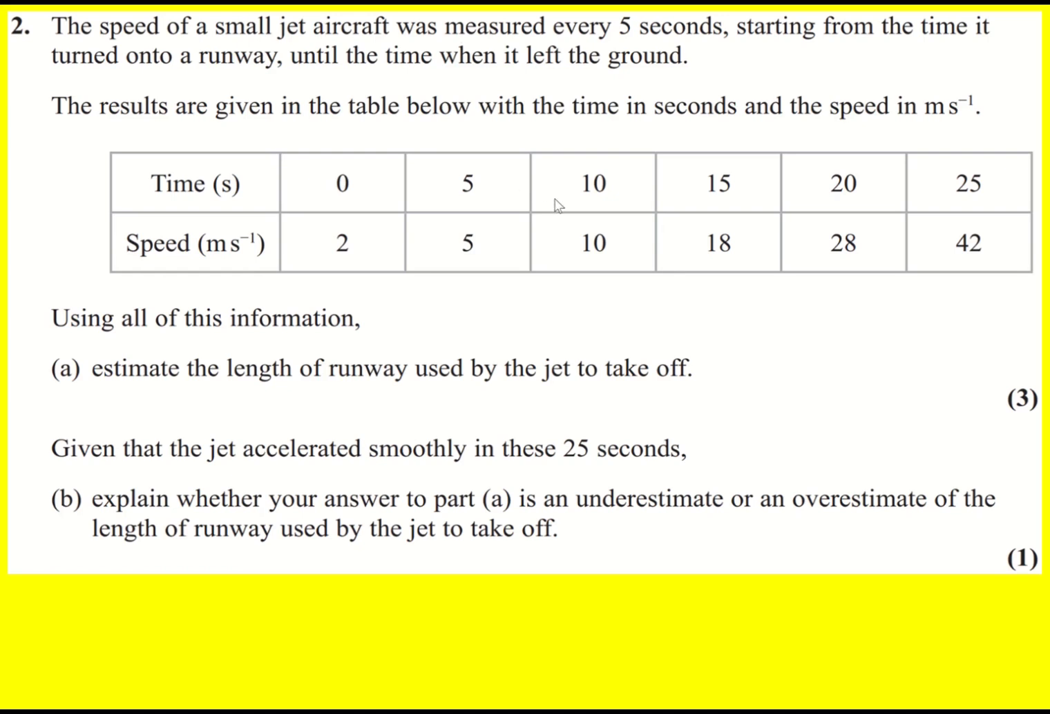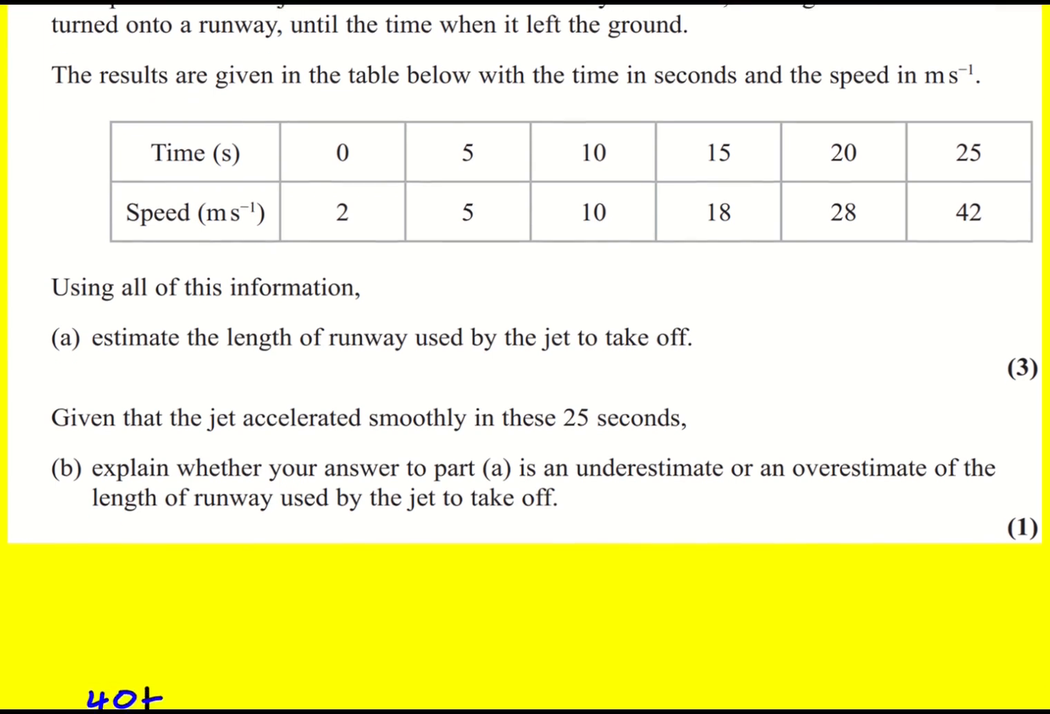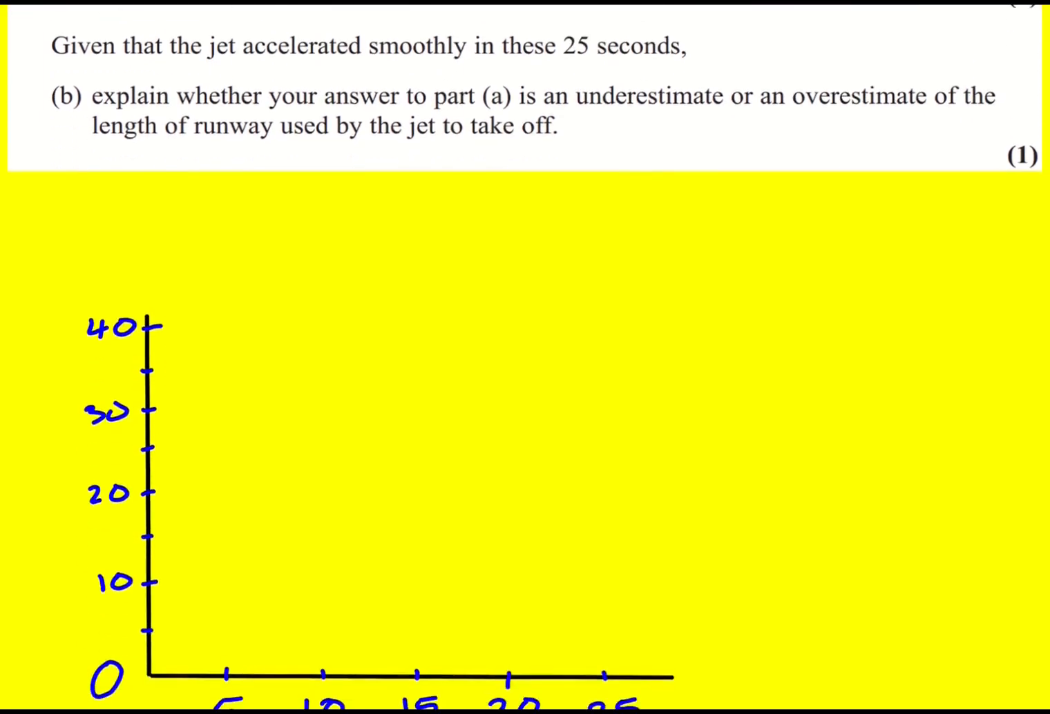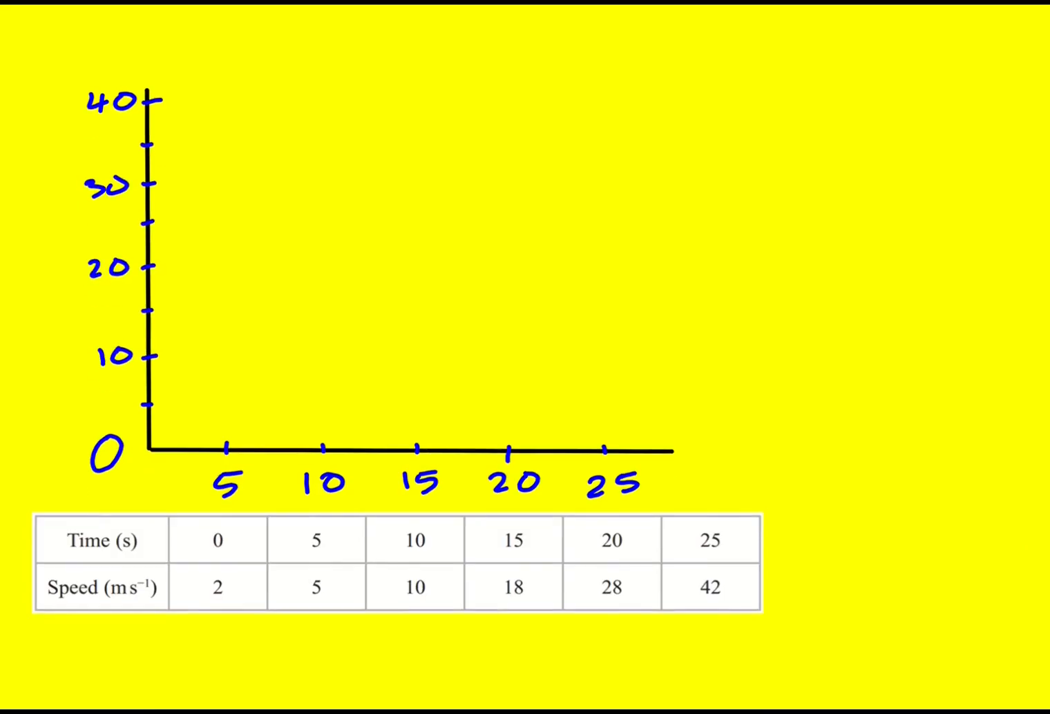So the speed of a small jet aircraft was measured every 5 seconds, starting from the time it turned on the runway until it left the ground. The results are given. Using all this information, estimate the length of the runway used by the jet to take off. So what I thought was a good idea for this question is just to get a little sketch of the graph. We've got a speed-time graph.